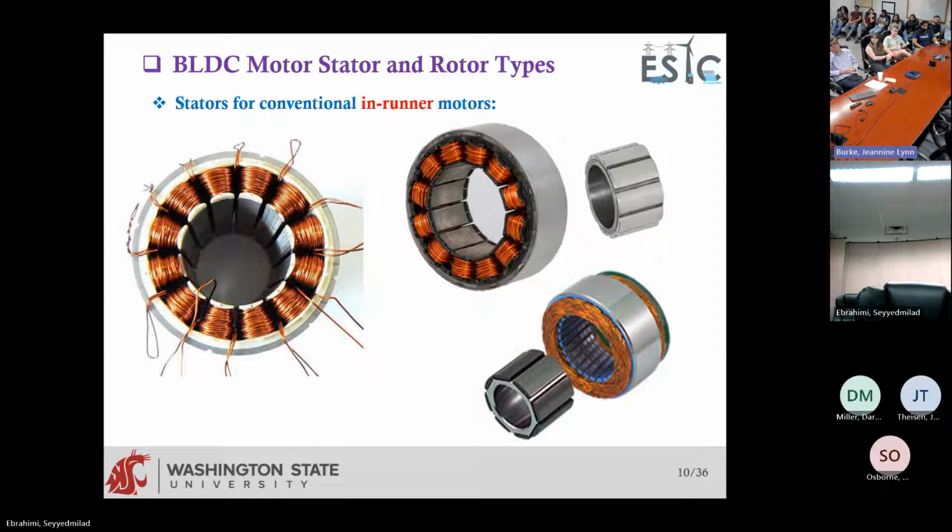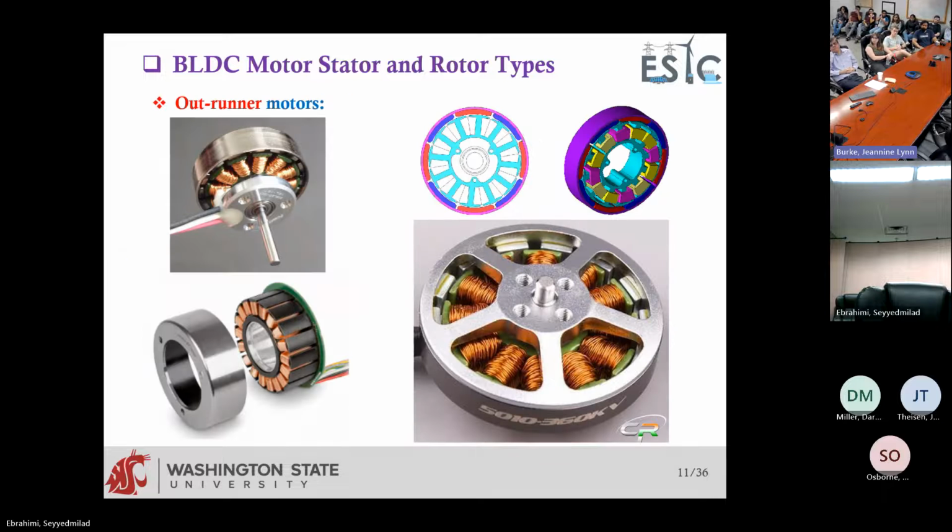These are called the conventional in-runner motors. In the in-runner, you have a stator and the rotor goes in. You also have what are called outrunner motors. In outrunner motors, it's the opposite. You have the stator and a stator winding, and the rotor is the one that is outside. The one that rotates is the outside one.